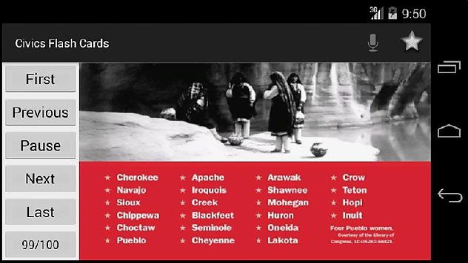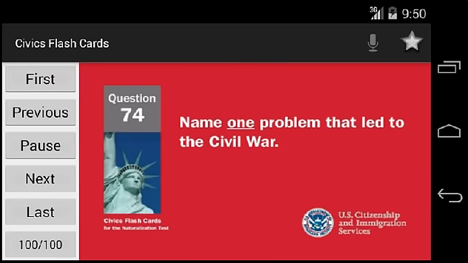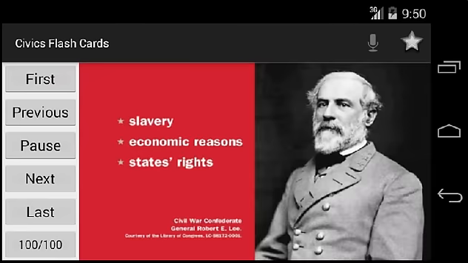Shawnee. Mohegan. Huron. Oneida. Lakota. Crow. Teton. Hopi. Inuit. Name one problem that led to the Civil War. Slavery. Economic reasons. States' rights.